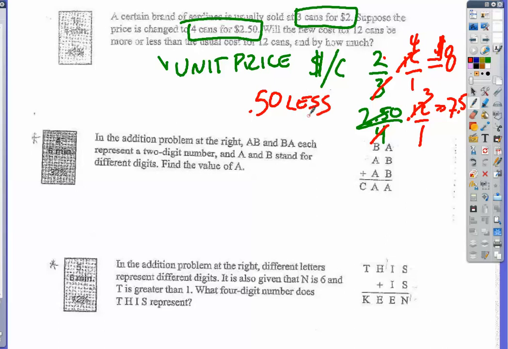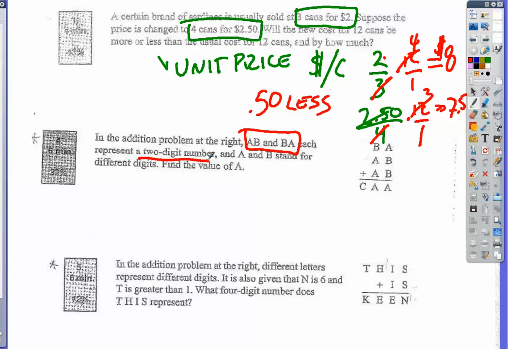In the addition problem to the right, A, B, and BA each represent 2-digit numbers. The A and B stand for different digits. Find the value of A. So this sentence is simply saying that A and B cannot be the same number, because if you switch the order, you get a different 2-digit number.